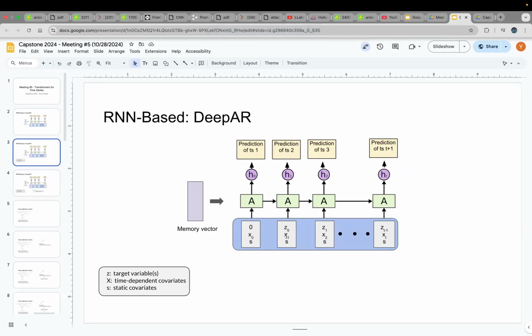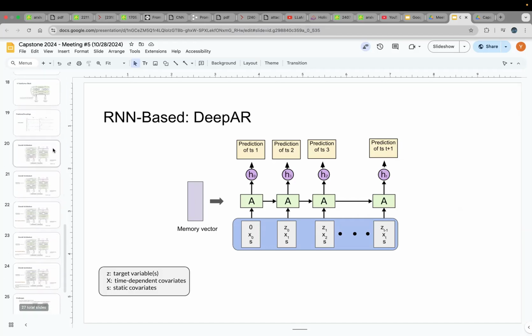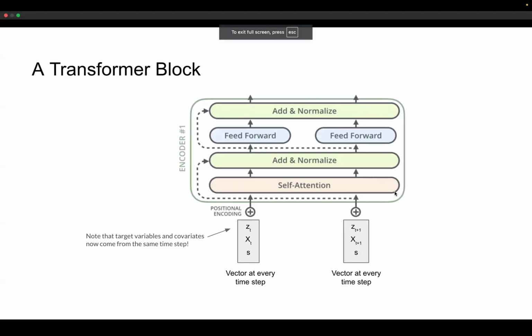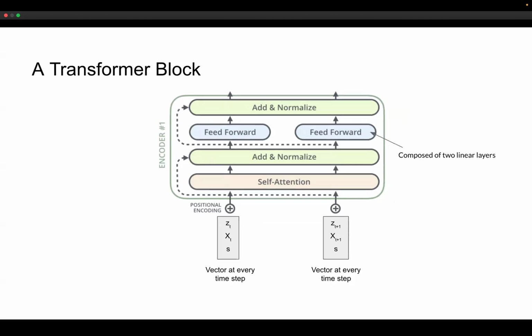So the z will correspond to the target variable from the previous time step. We do this only to make sure that we can do direct forecasting at inference time to fill up our forecast horizon at once instead of recursively. And this feed-forward layer is just two linear layers. And then there's also a residual connection that allows the transformer to bypass these two linear layers and just do the add and normalize.